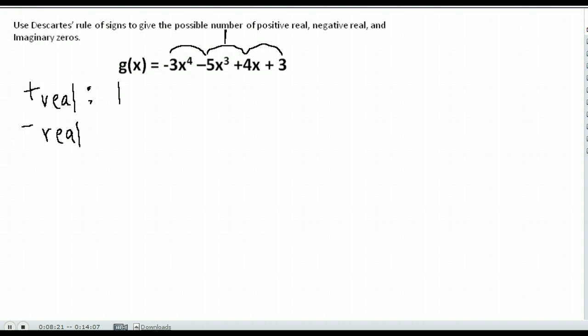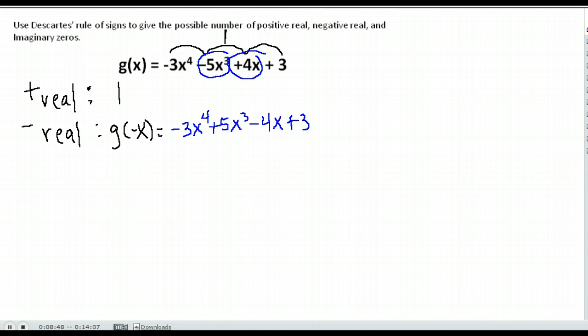For the negative reals, we write down g of -x, which again, the shortcut for doing that is anything with an odd exponent, its sign will change. So this term here and this term here both have odd exponents, so their signs will change. So g of -x will be -3x to the 4th, and we change this to a positive 5x to the 3rd, and change this to a -4x plus 3.